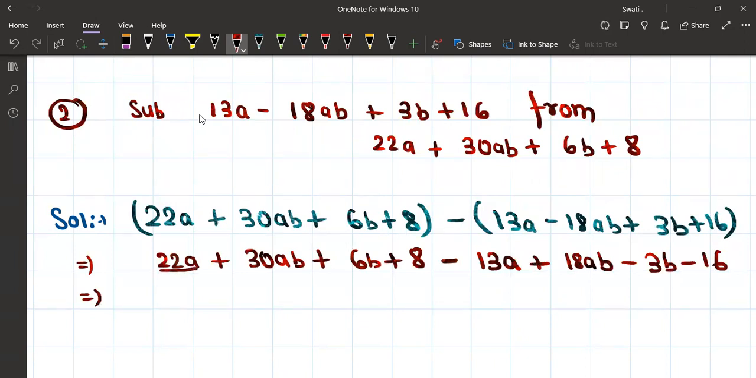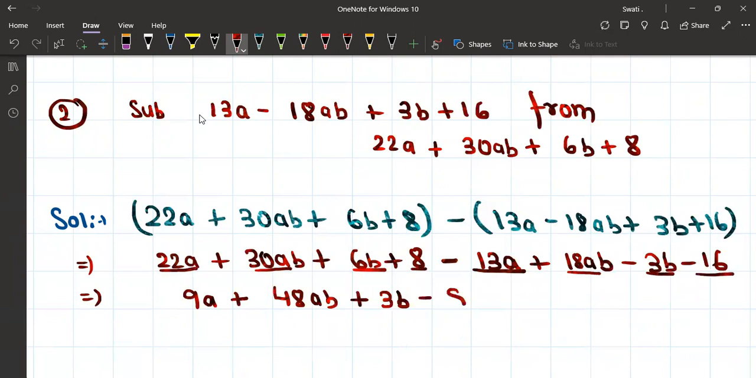So I have 22a here and minus 13a. If you want, you can solve it here also. So what is 22 minus 13? It is very clear, 9a, right? So this part is done. Now we have 30ab here and 18ab here. So you have to add it, right? So what is 30 plus 18? It is, of course, 48ab. That is also done. Now 6b and then minus 3b. Of course, plus 6b minus 3b is 3b only. And here we have 8 minus 16. So this is going to be minus 8. So 8 minus 16 is minus 8, and this is the answer. Of course, we cannot simplify it further, so you can leave it here only.